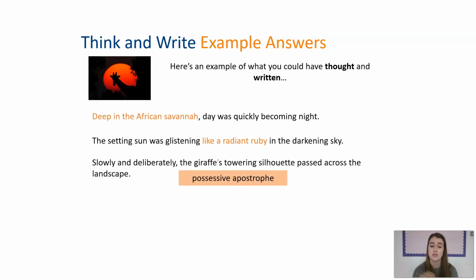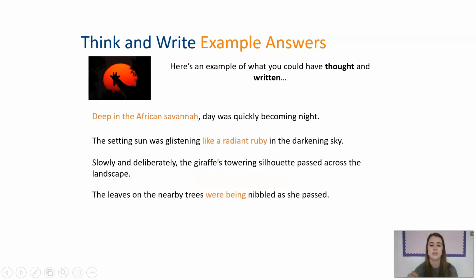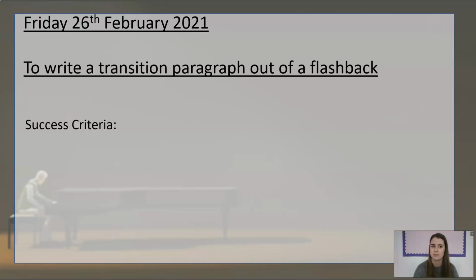Slowly and deliberately, the giraffe's towering silhouette passed across the landscape. We're talking about the silhouette that belongs to the giraffe, hence the possessive apostrophe. The leaves on the nearby trees were being nibbled as she passed. That's where I've got my passive sentence. Would you like to experience an African safari? There I've got my rhetorical question. Well done if you've had a go at writing that. If any of that was a bit confusing, you can go back and have a go at writing one of the sentences yourself using my examples.